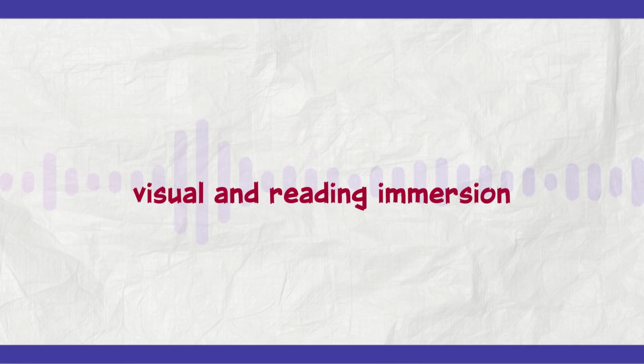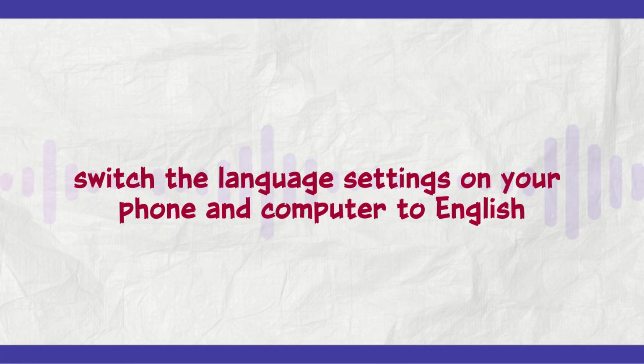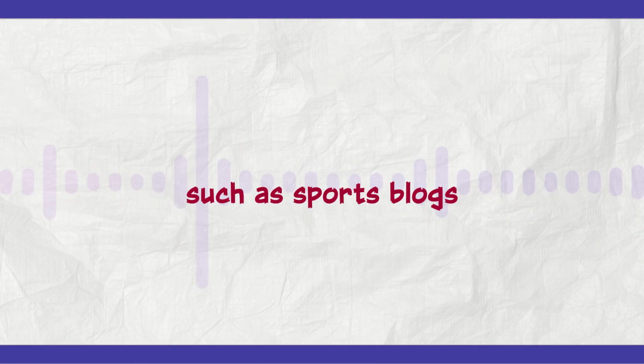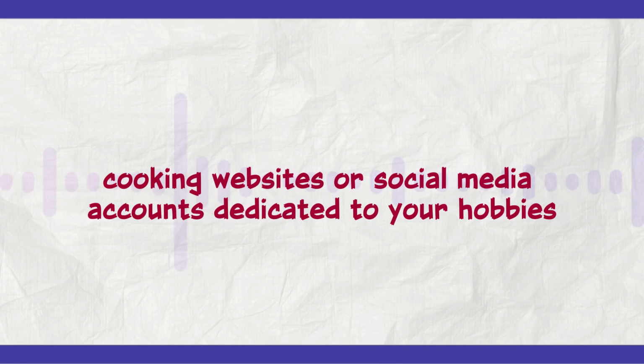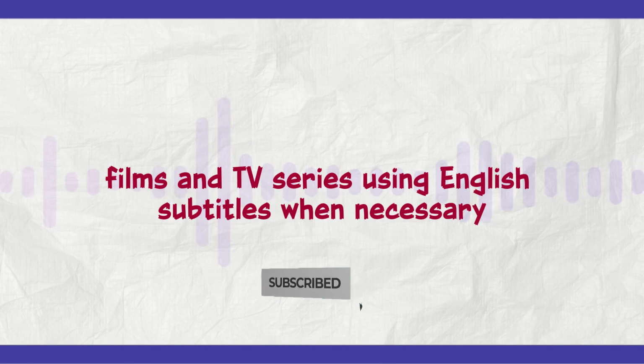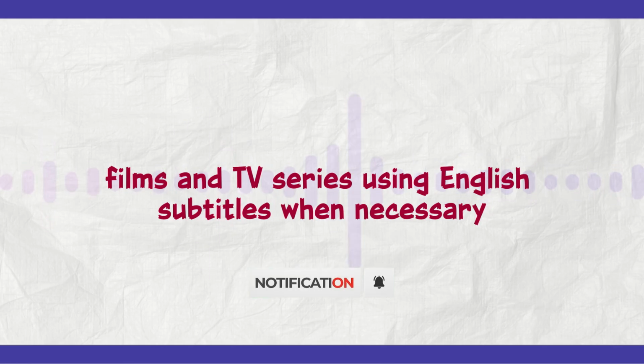Visual and reading immersion. Switch the language settings on your phone and computer to English. Read about topics you are passionate about, such as sports blogs, cooking websites, or social media accounts dedicated to your hobbies. Video content. Watch English language content like YouTube tutorials, films, and TV series, using English subtitles when necessary.